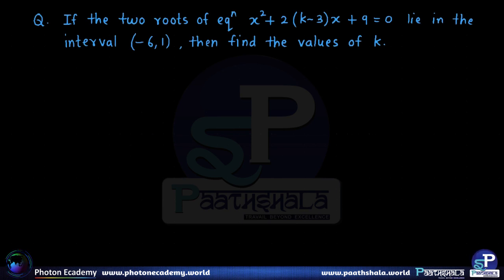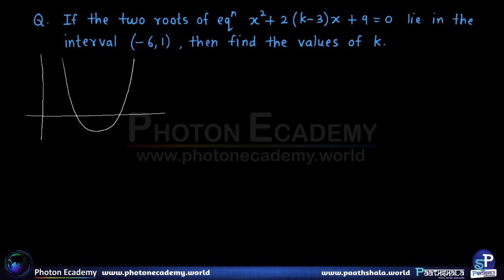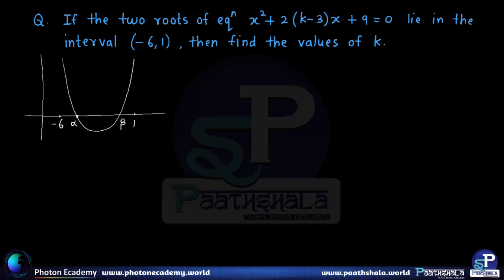Alright, so once again here we note that the coefficient of x square is 1, which is a positive number. So if we draw the graph, then it will open upwards. Let's call the two roots alpha and beta, and it's given that the roots lie in the interval minus 6 to 1. So that means minus 6 must come to the left of alpha and 1 must come to the right of beta.